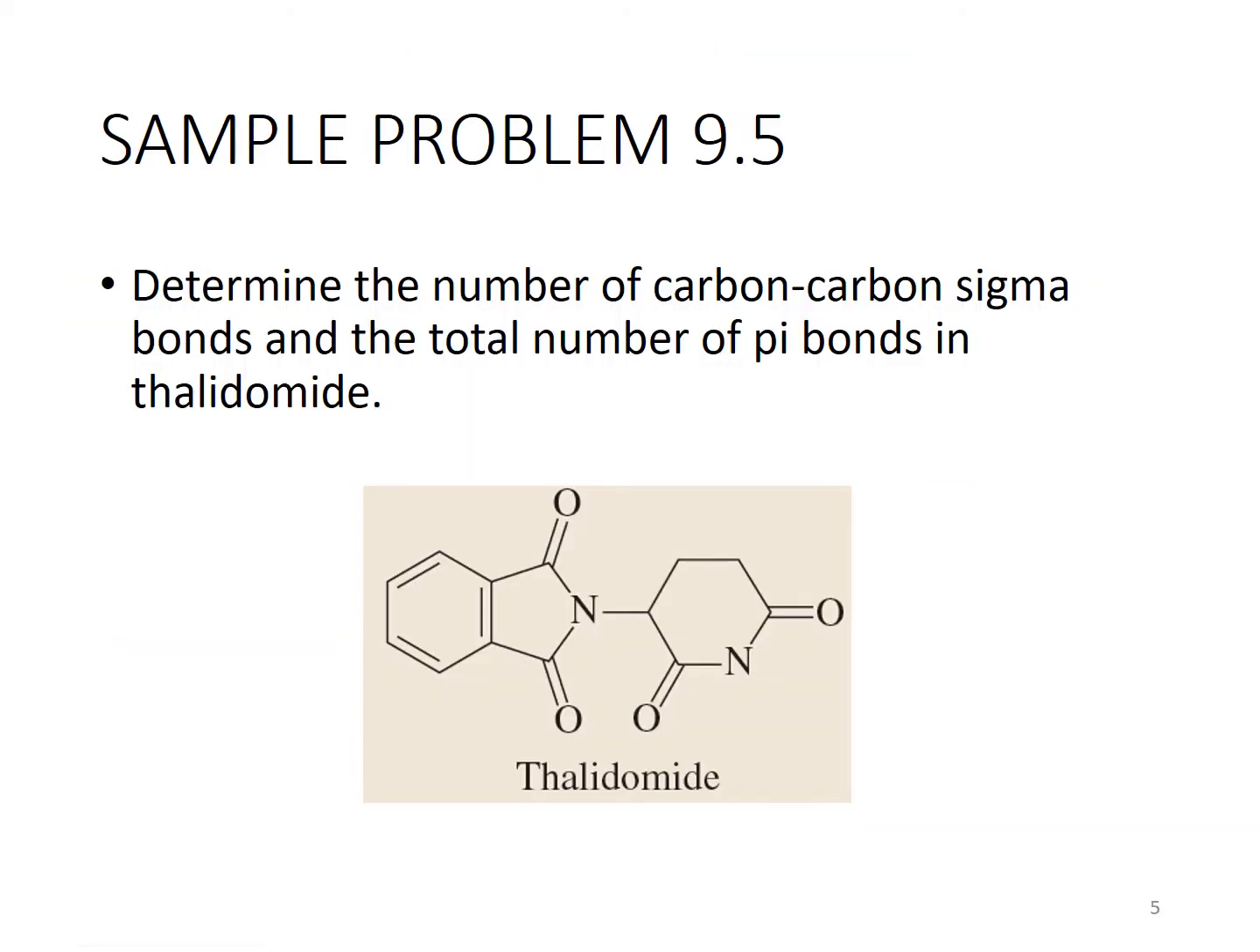Okay, so let's try one of these just in terms of counting the number of sigma bonds and pi bonds. Again, remember this is the structural representation of a molecule. Each vertex, if it's not labeled, is a carbon. Okay, so let's determine the number of carbon-carbon sigma bonds and the total number of pi bonds in thalidomide. So this is thalidomide. It has an interesting history.